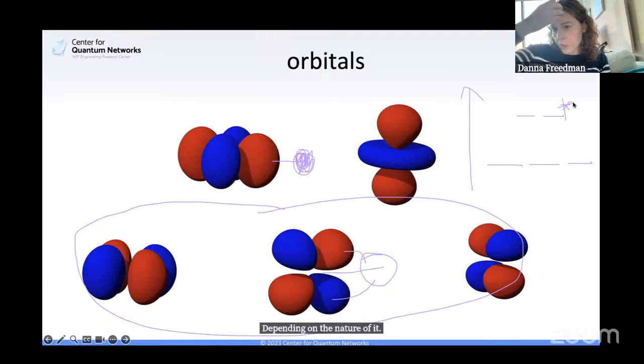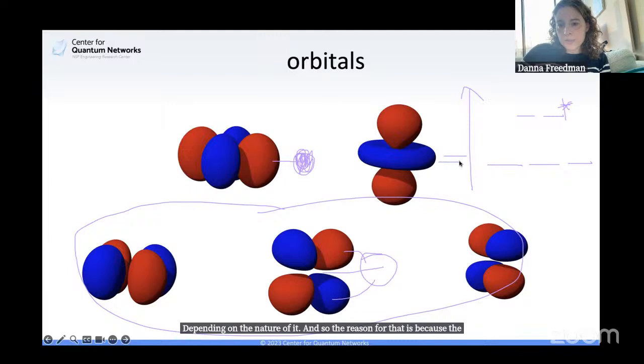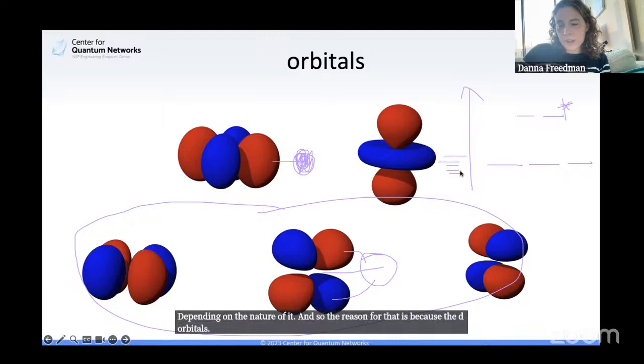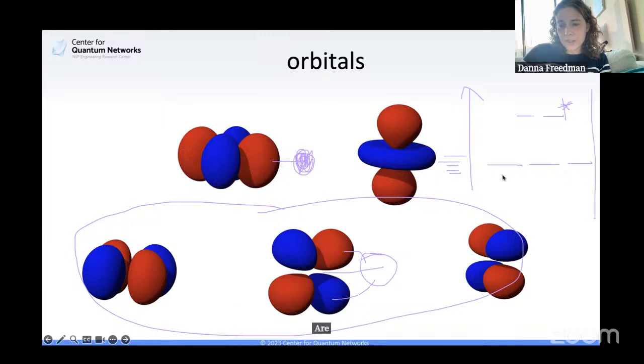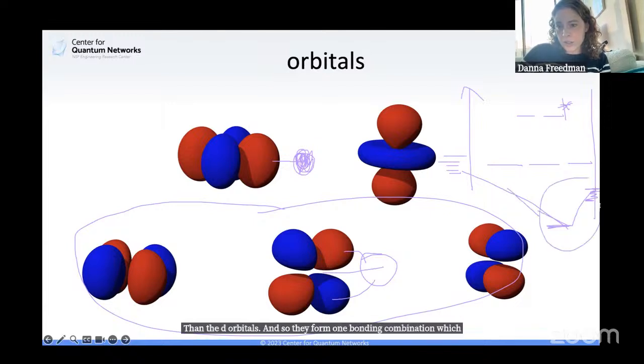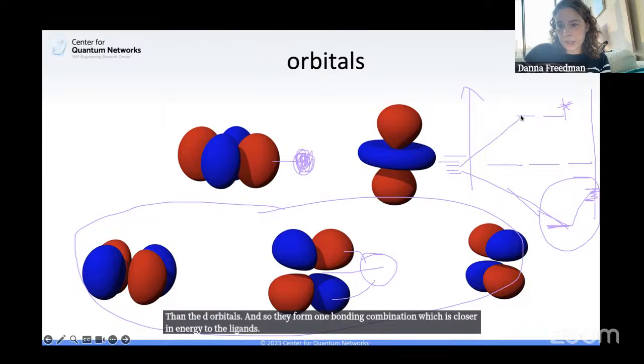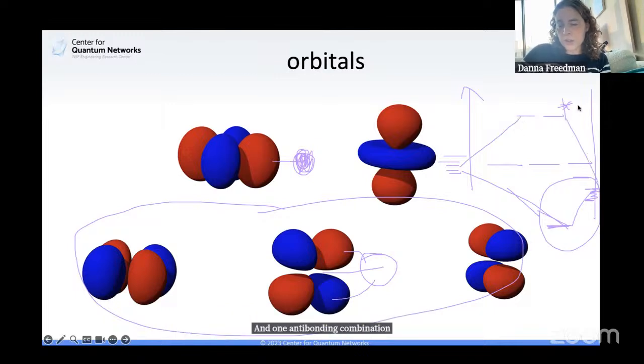The reason for that is because the d orbitals are interacting with the ligand field over here. The ligand field is generally lower in energy than the d orbitals, and so they form one bonding combination, which is closer in energy to the ligands, and one anti-bonding combination, which is closer in energy to the metals. And so because of that, these are the d orbitals.